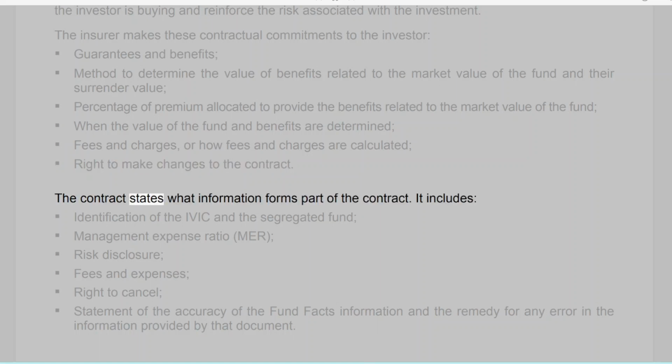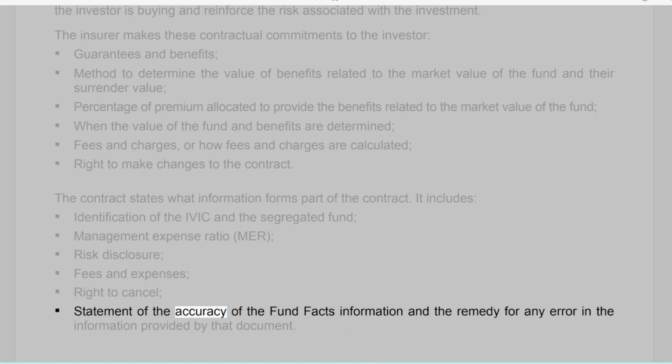The contract states what information forms part of the contract. It includes identification of the IVIC and the segregated fund, management expense ratio, MER, risk disclosure, fees and expenses, right to cancel, statement of the accuracy of the fund facts information and the remedy for any error in the information provided by that document.